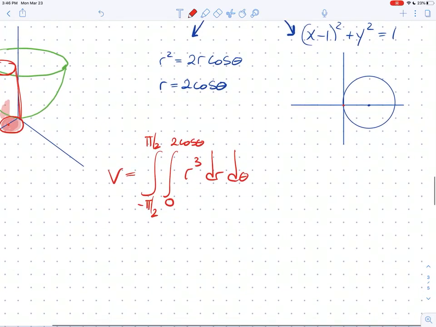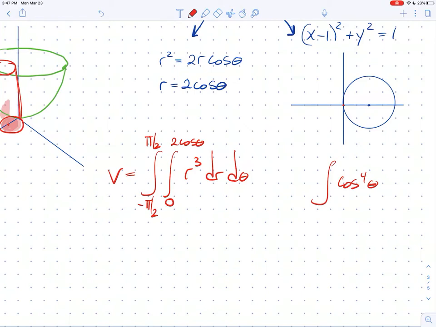And at this point, you're set up. I'll point out to you that even though I just have an r cubed here, I cannot break this integral up into an integral in terms of theta times an integral in terms of r, because I've got a theta in the bounds. So what's this going to look like? You're going to end up with r to the 4th over 4, and you're going to plug in 2 cosine theta. It's going to give you cosine to the 4th theta. You're going to have to integrate cosine to the 4th with some constants thrown in.